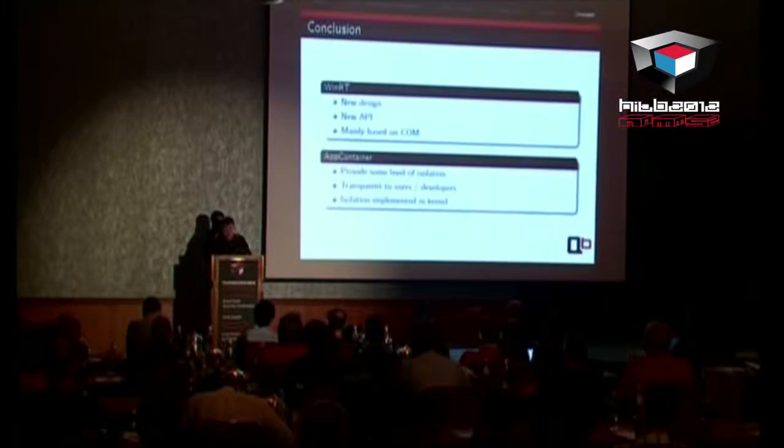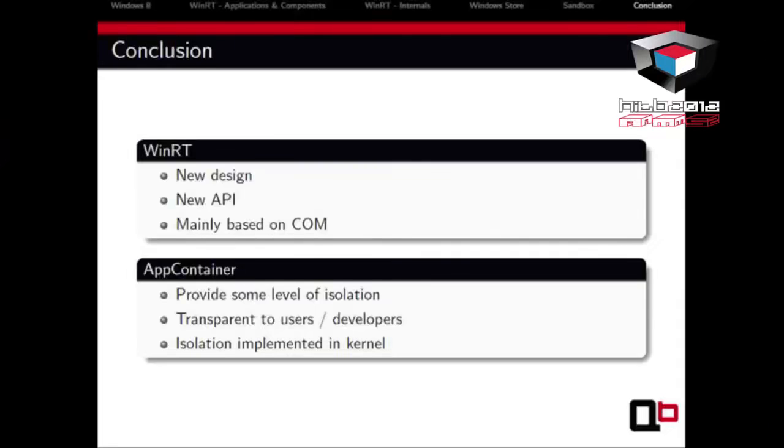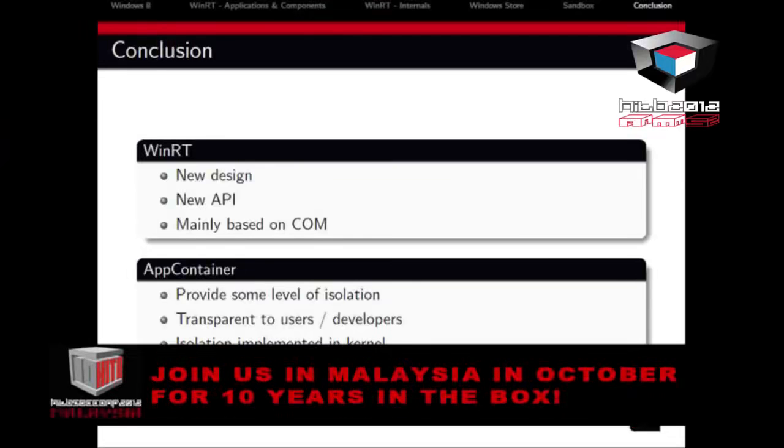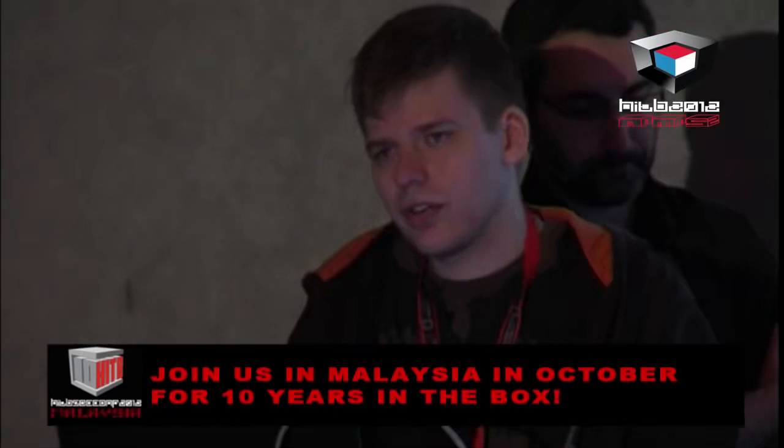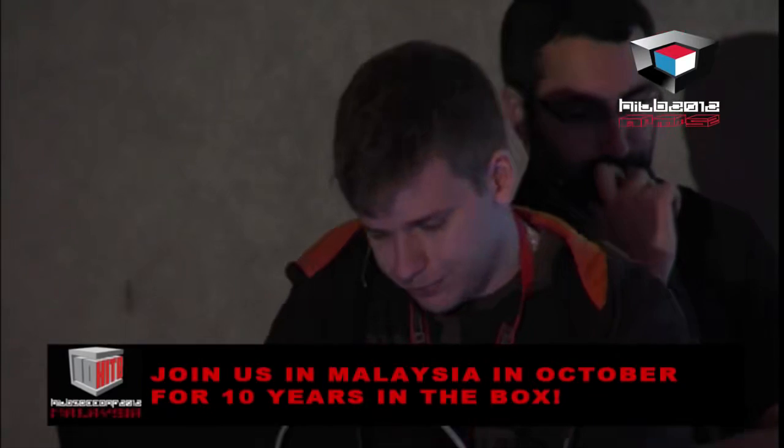Okay, so to conclude, WinRT provides both a new design and a new API which allow developers to easily design very reliable applications. They decided to rely on COM technology because it's a good choice for sharing data across processes. And the AppContainer provides a good degree of isolation. It's very transparent for both users and developers. And it's a bit odd, but they decided to implement it in the kernel, where they could use, for instance, restricted tokens. They preferred to modify the access check function to do the same thing.